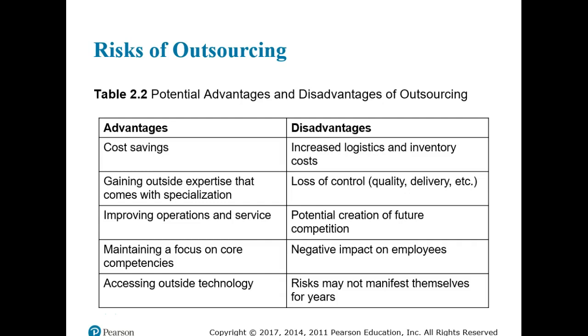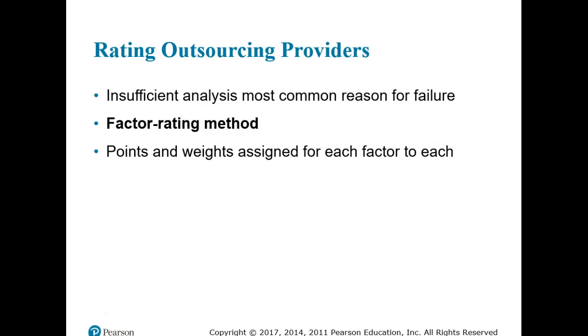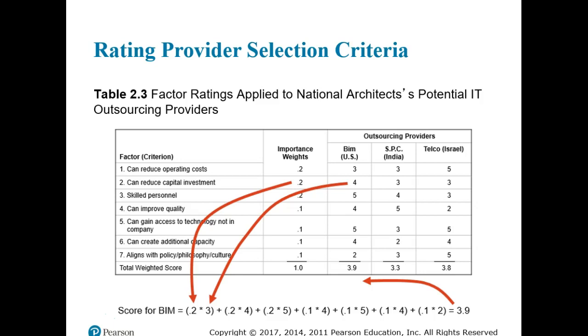So the factor rating method can be applied to outsourcing provider selection. Different factors are assigned different importance in weights, so a weighted average must be computed. And this slide is based on Example 1 from the book. In other real applications, managers can add factors and assign different weights as they deem fit.